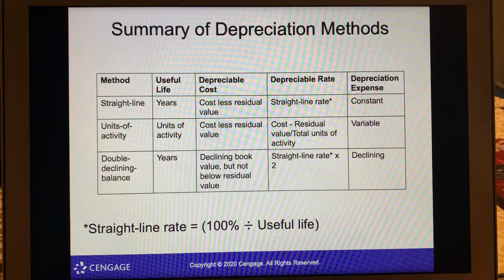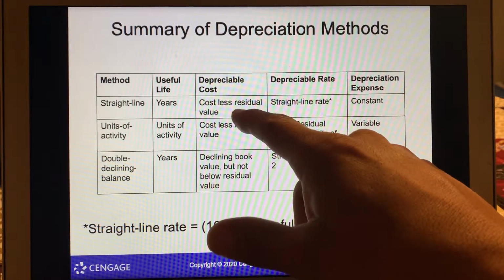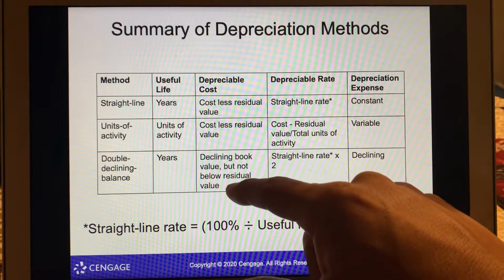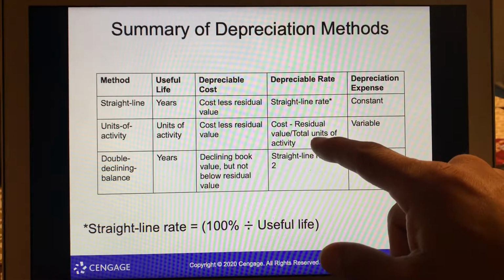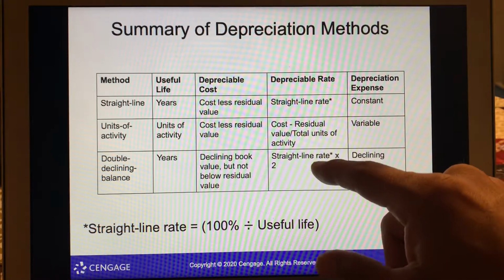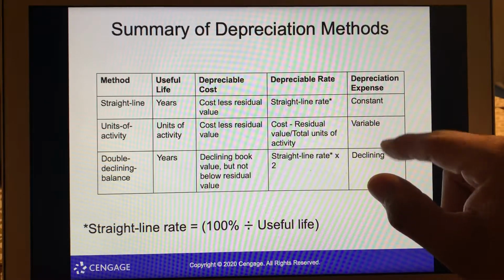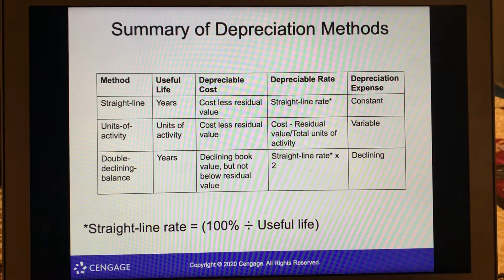Okay, summary of depreciation methods: straight line is cost less residual value divided by years; units of activity is cost minus residual value divided by total units of activity; double declining is the straight line rate times 2 on the declining book value, but not below residual value. This is constant, this is variable, and this is declining. So whichever one you think works for your organization or your own business, you decide to do that.